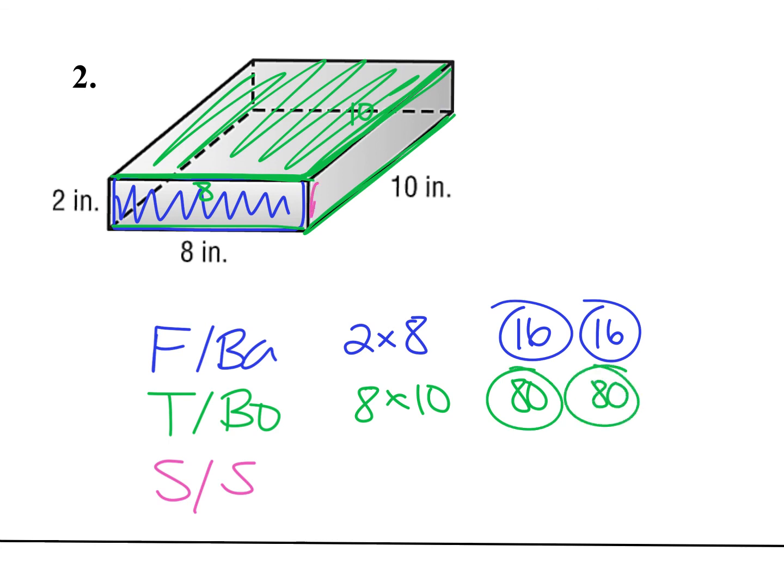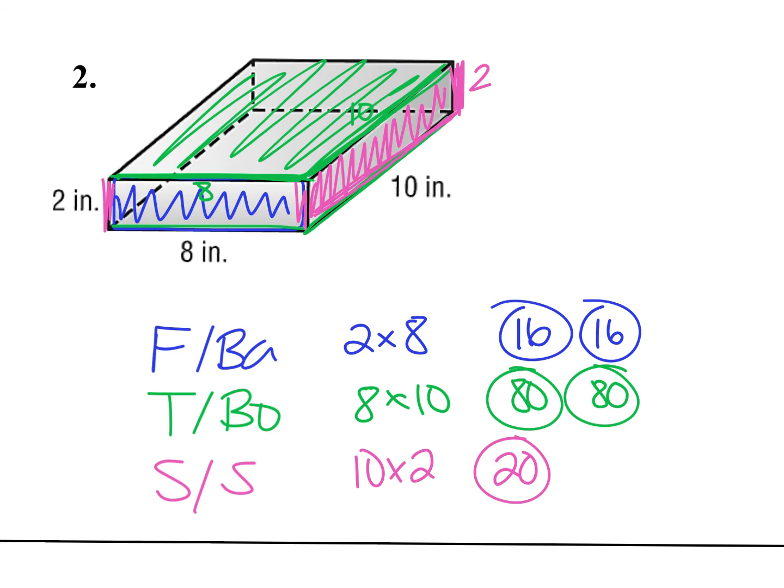And then lastly, this side here, I'm scribbling in pink. Well, I know it's for sure 10 this way, but I need to know how tall. It's 10 by something. So I look at any other side that's going that direction, which is 2. So that's going to be 10 by 2. So 20 and 20. And then you need to add all of these values together.